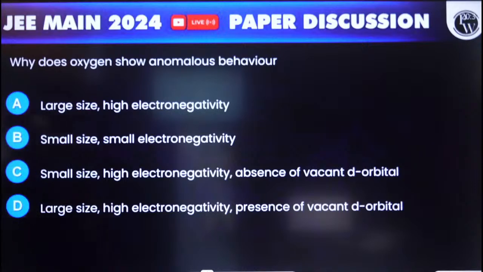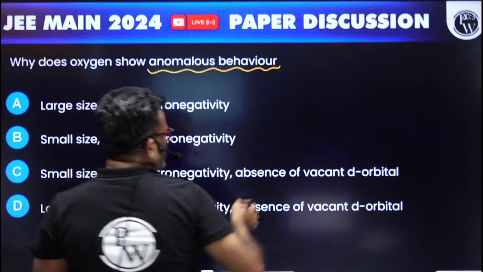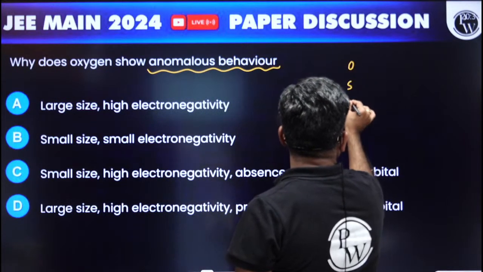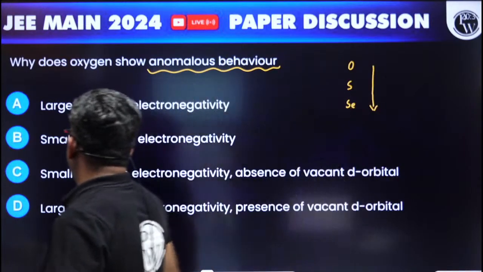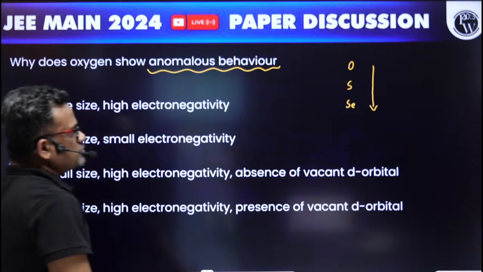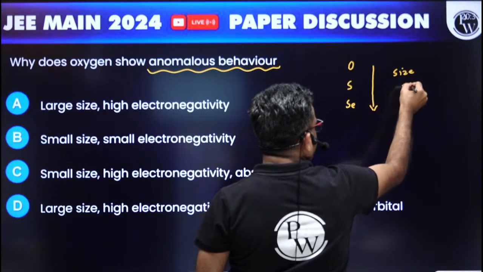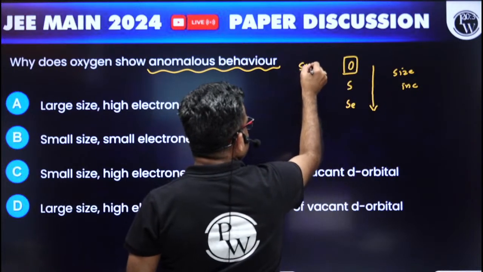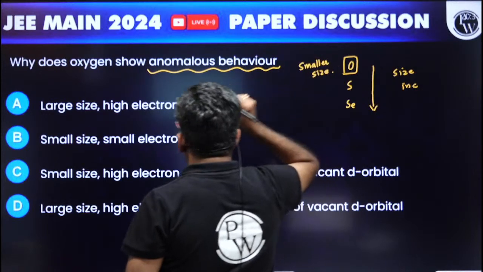Why does oxygen show anomalous behavior? Anomalous is abnormal behavior. If you consider oxygen, sulfur, selenium, tellurium, all those that we get, as we come down, what happens to the size? The size increases. That shows that oxygen has got a smaller size.